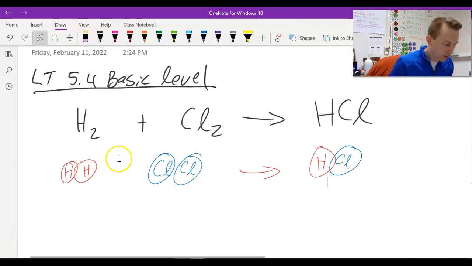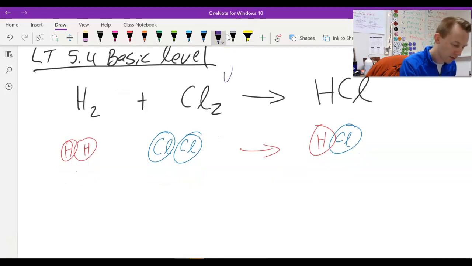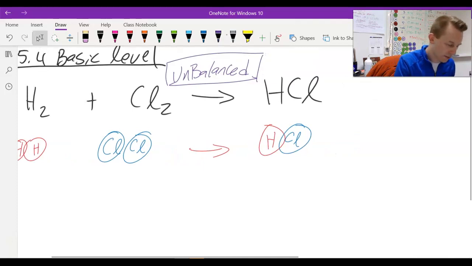As we have this drawn here, you'll notice that I have two hydrogens on the left, and I only have one on the right. I have two chlorines on the left, but I also only have one on the right. One thing that you have to be able to notice is if an equation is balanced or not. This would be called an unbalanced equation, because this does not follow the law of conservation of mass.